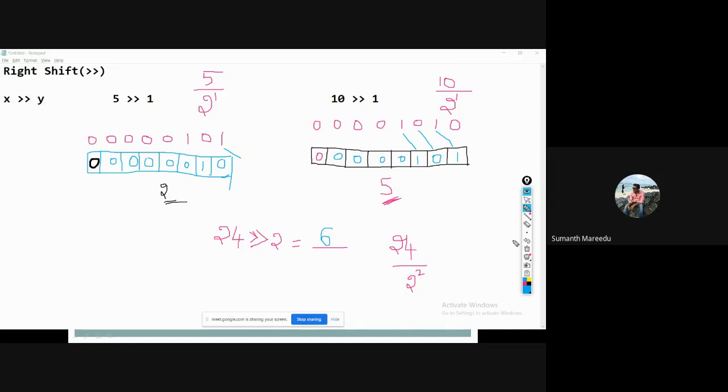Okay, so these are the left shift and right shift operations. By looking at any number, you can simply say 5 left shift by 3. It is simply 5 into 2 cube. 2 cube is 8, and 8 into 5 is 40.